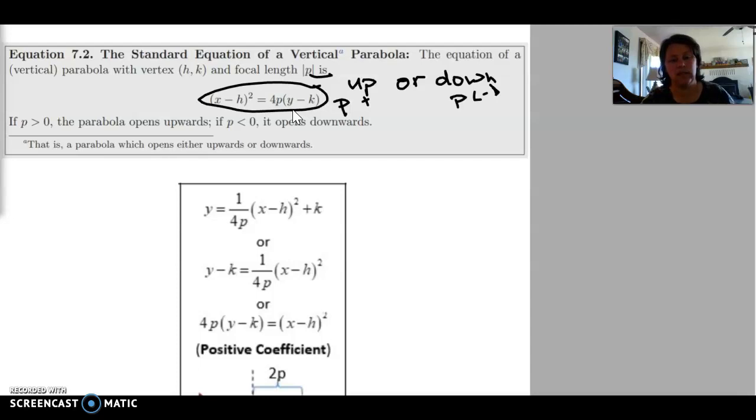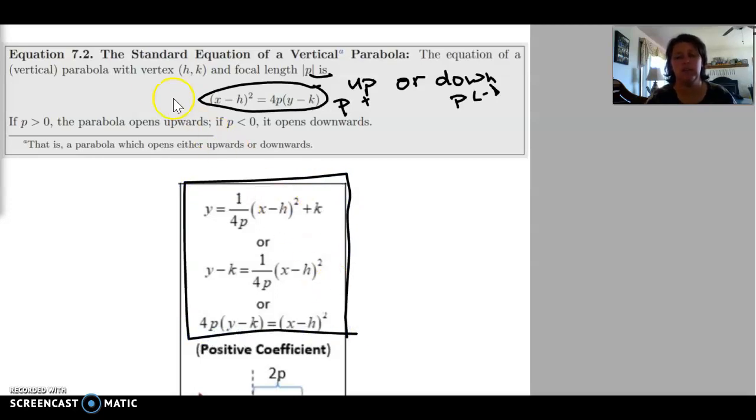Now, I just wanted you to see all of the different ways that we can write the parabola. This equation right here is the one we are going to use in this section. And MyOpenMath, that's the equation that they use. So we're mostly going to focus on that type of equation.